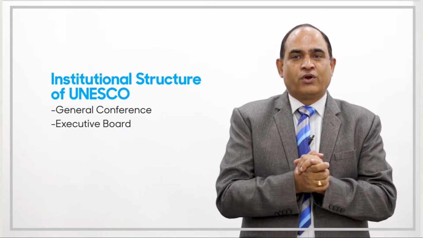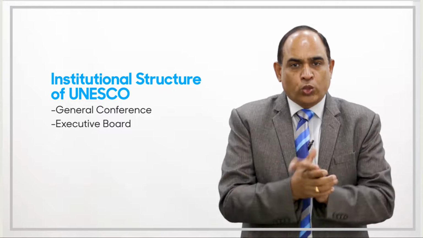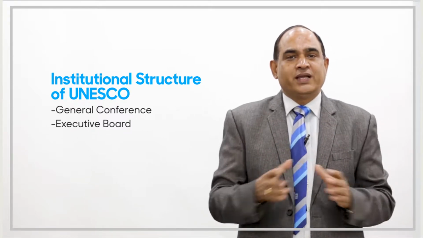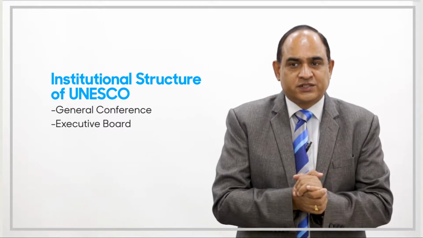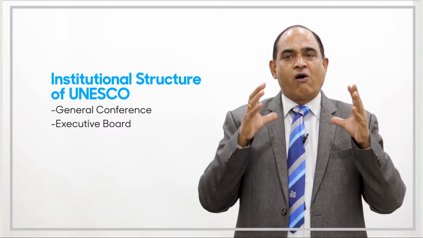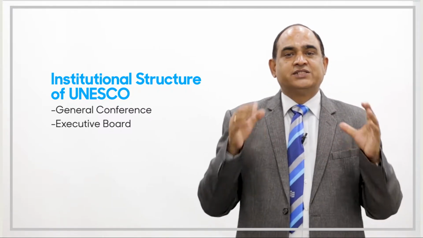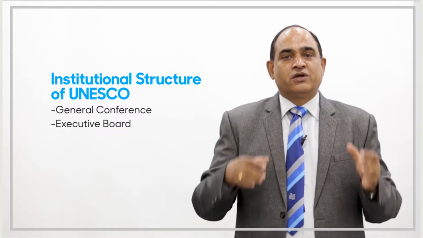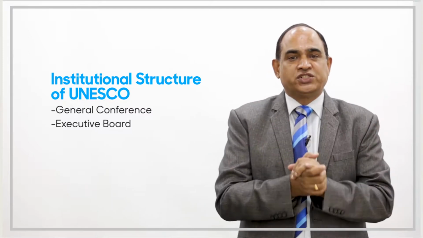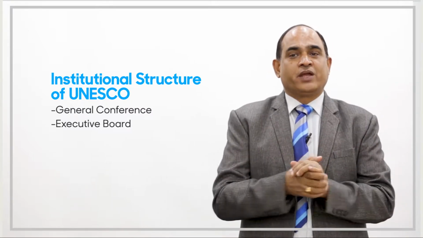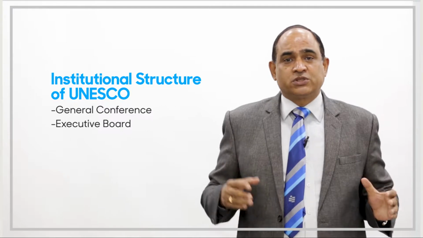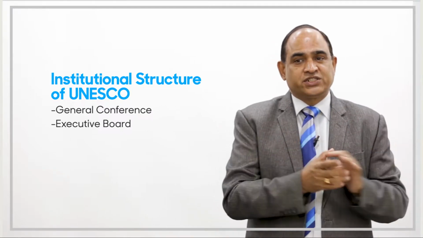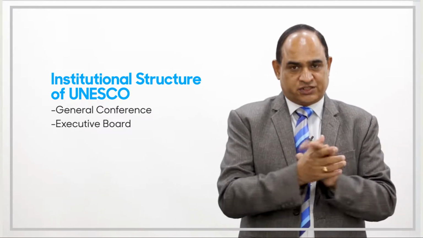Now, let us look at the institutional structure of UNESCO. There are basically two main bodies. One is the general conference, which represents all member states, and this general conference has the responsibility to adopt norms and conventions. In addition, it also has a responsibility to adopt recommendations or declarations.